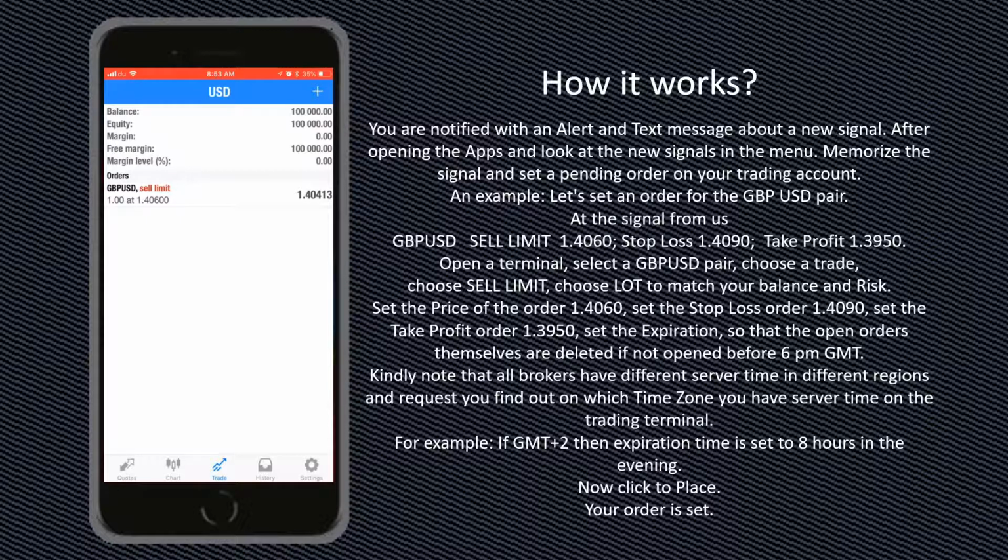Kindly note that all brokers have different server times in different regions, and we request you find out in which time zone your trading terminal's server time is. For example, if GMT +2, then the expiration time is set to 8 in the evening. Now, click to place. Your order is set.